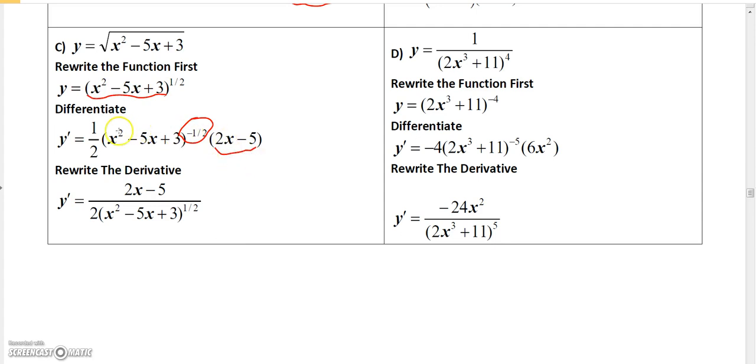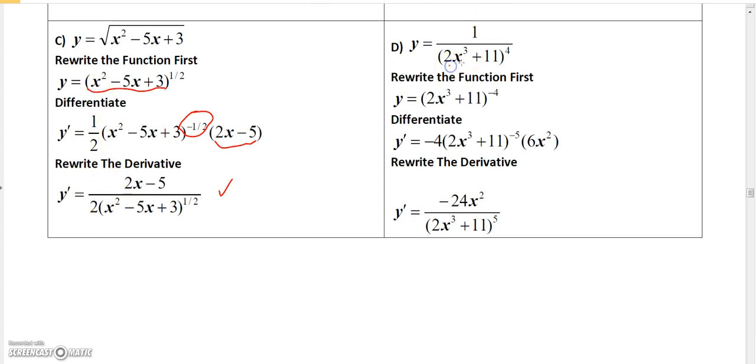And then the last step, I just rewrote this derivative by putting the term that's raised to a negative power in the denominator and writing the power as a positive number. So in the numerator I have 2x minus 5, and in the denominator I have 2 from here, and then when I move this to the denominator, it gives me x squared minus 5x plus 3 to the 1/2 power. And so there is my derivative of that function.